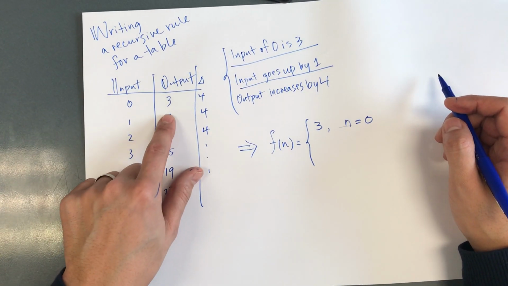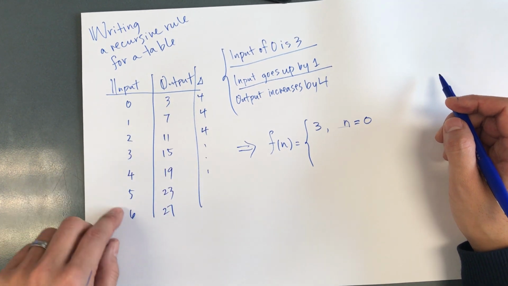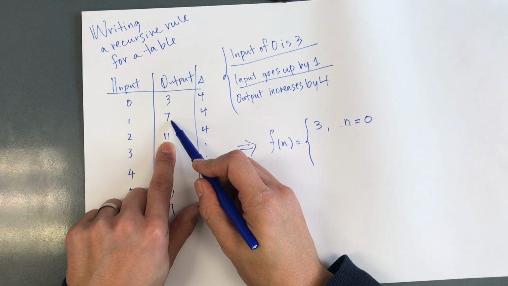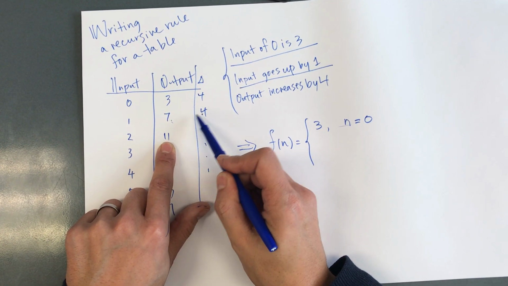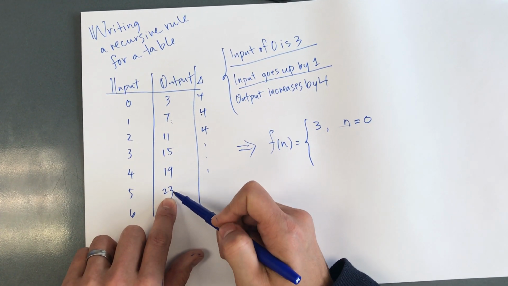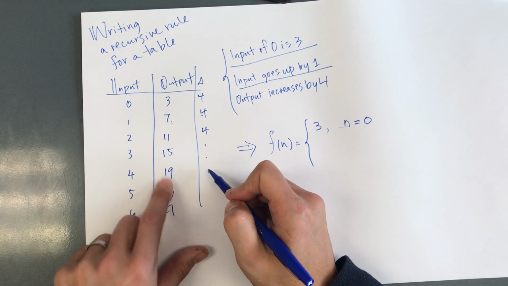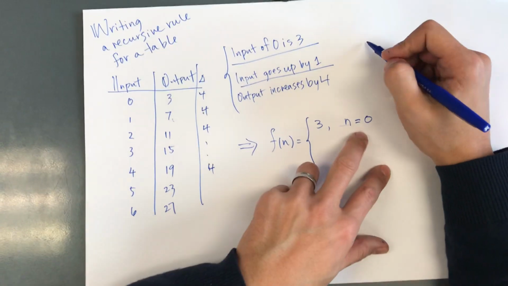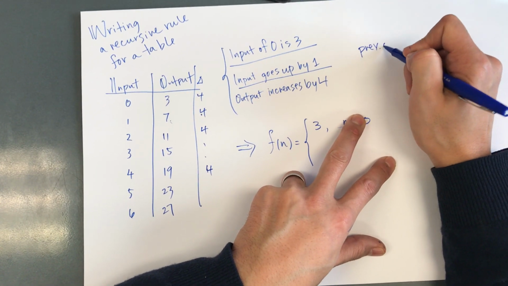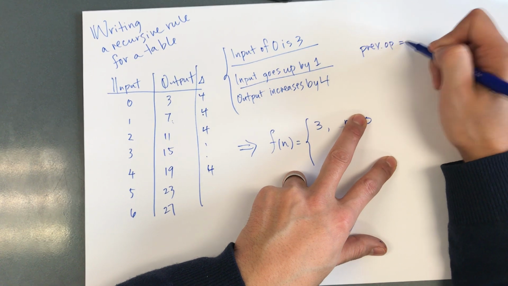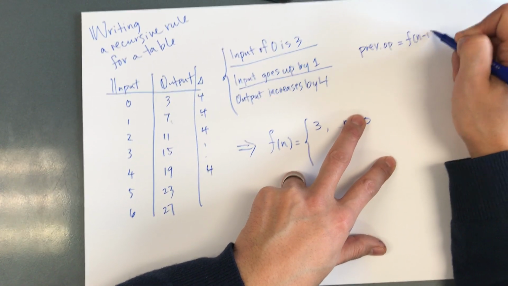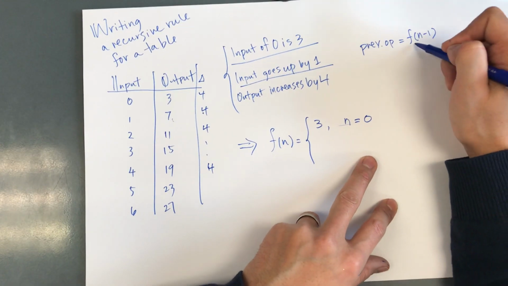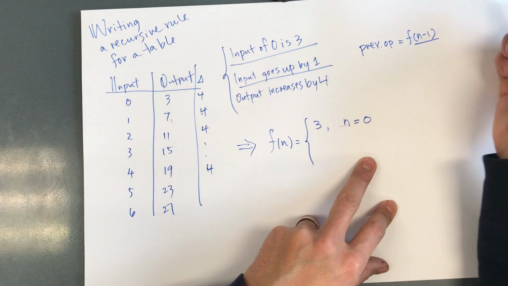And then the input goes up by 1, and the output increases by 4. What do we do with that? You're going to add. For example, in order to find 11, you look at the previous output and add 4 to it, right? So in order to find 23, you look at 19, one output before, and then you add 4 to it. So the previous output, we write that as f of n minus 1 because the input goes up by 1, right?